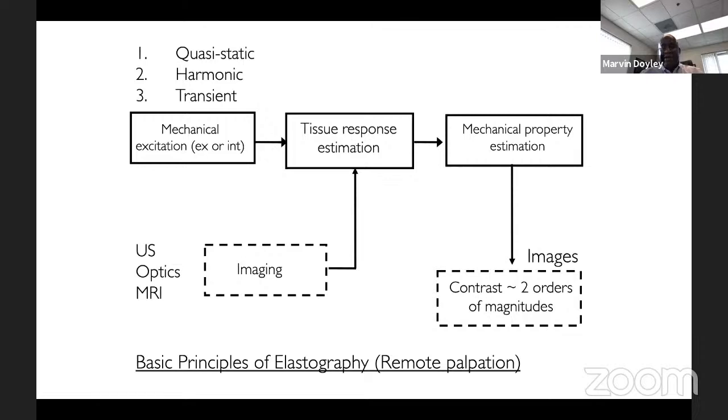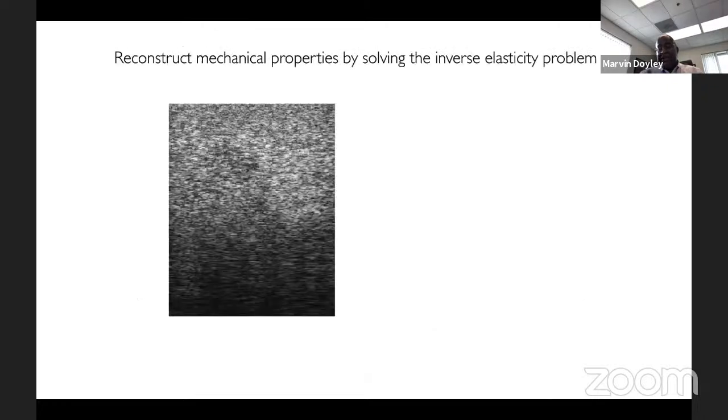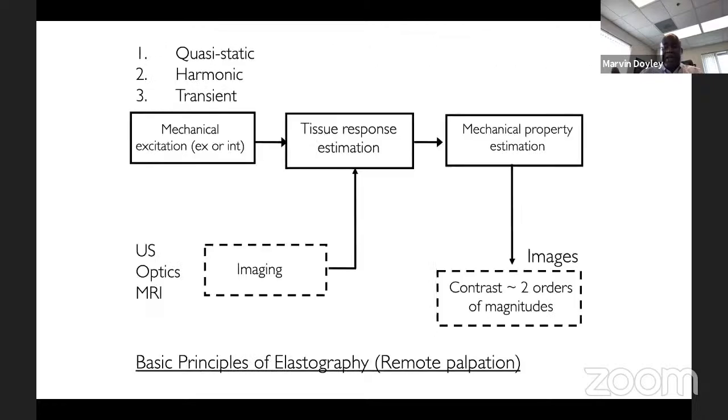Once you have the response, we couple that with some kind of model. If you do it right, that model will map that response to a mechanical parameter. And what we observe, both in different diseases, in animals and in patients, is that we expect to see contrast on the order of two orders of magnitude, if not higher, depending on the state of the disease. So this is a very high contrast imaging modality.